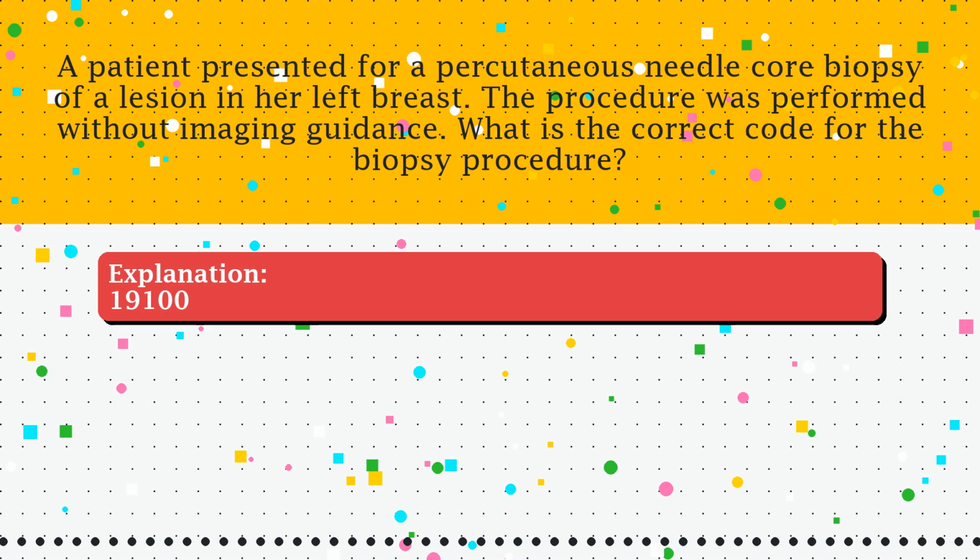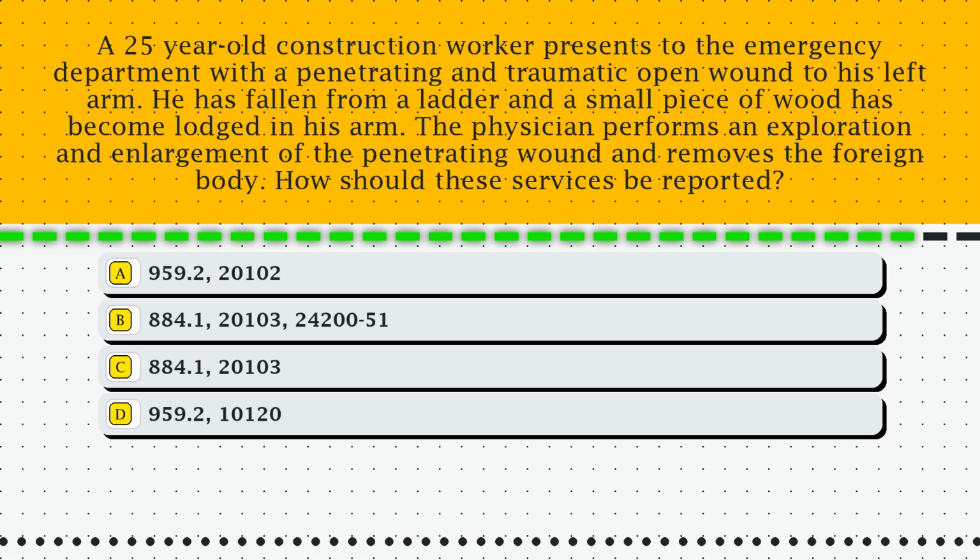Question 46. A 25-year-old construction worker presents to the emergency department with a penetrating and traumatic open wound to his left arm. He has fallen from a ladder and a small piece of wood has become lodged in his arm. The physician performs an exploration and enlargement of the penetrating wound and removes the foreign body. How should these services be reported? Option A 959.2, 20,102. Option B 884.1, 20,103, 24,200 to 51. Option C 884.1, 20,103. Option D 959.2, 10,120.